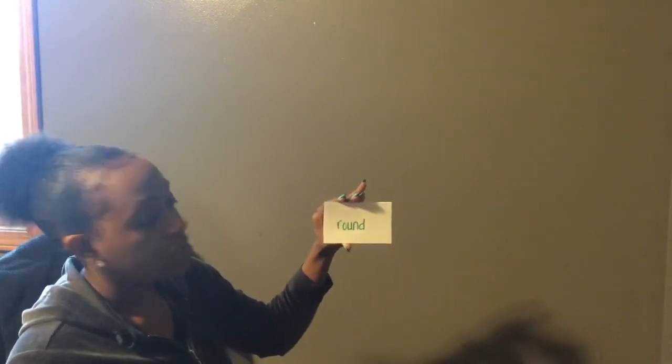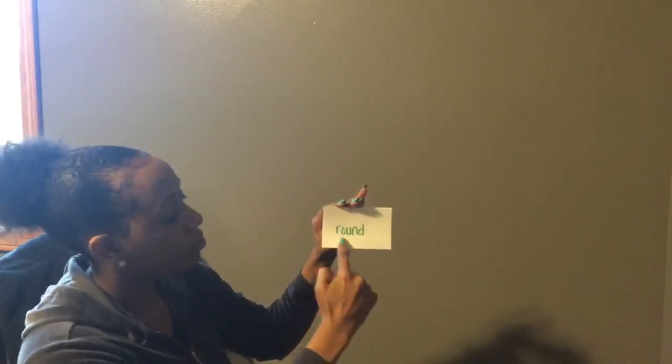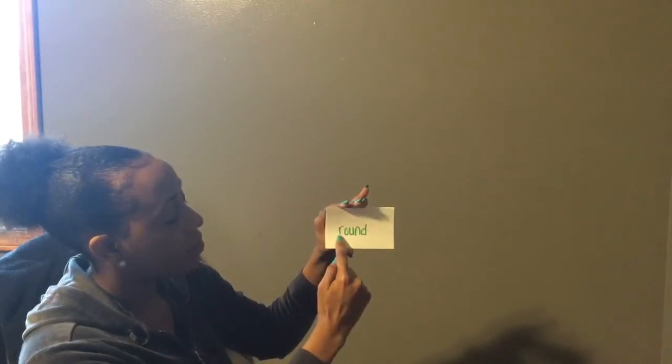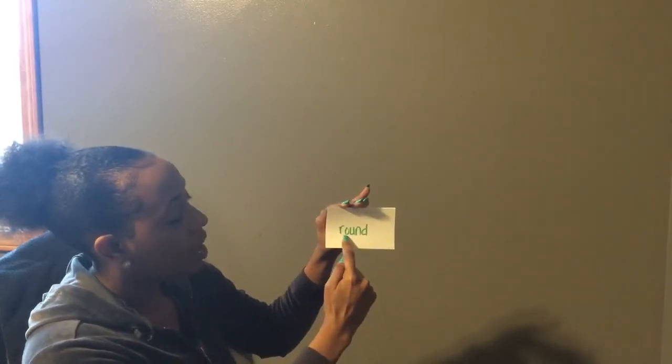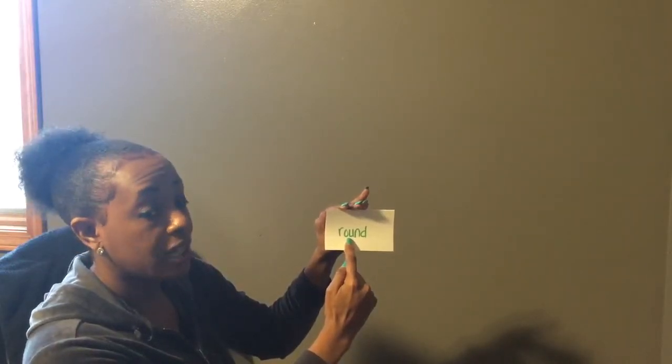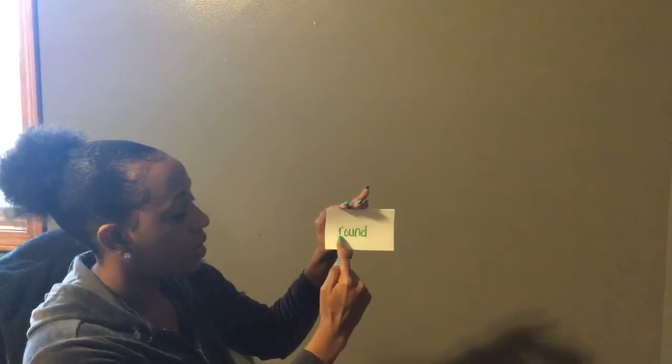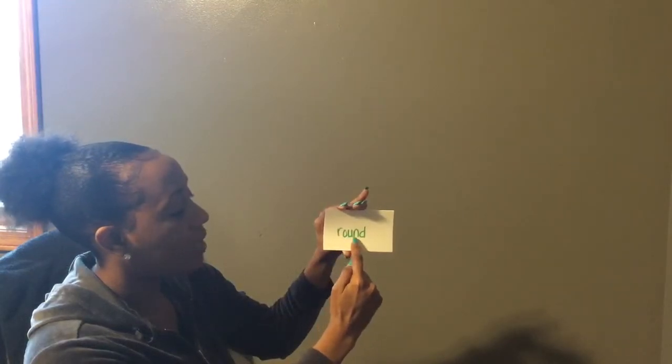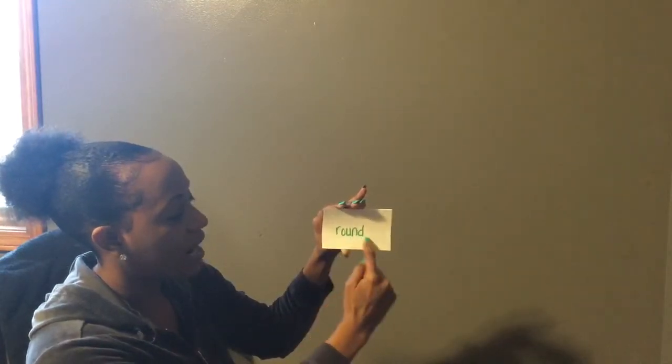Our next word is round. Round. Beginning sound, r. Our OU in this case makes the ow sound, like in the word out. So we have ow, round.